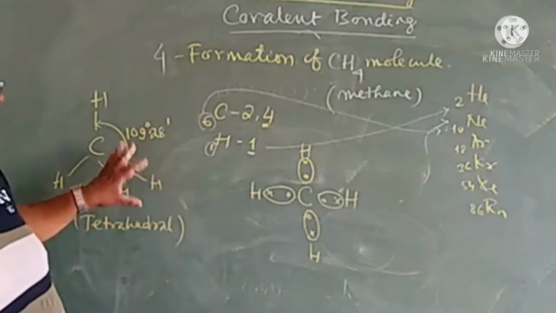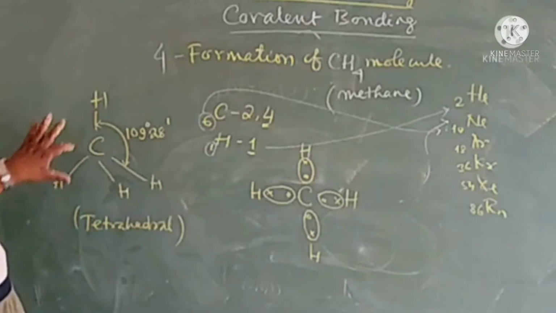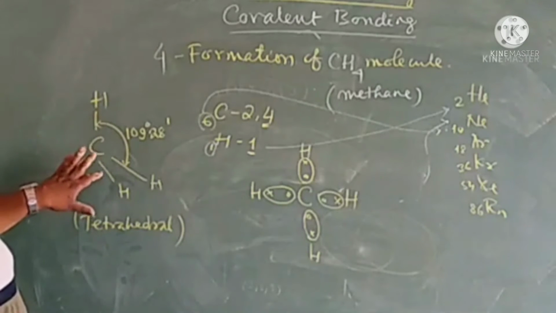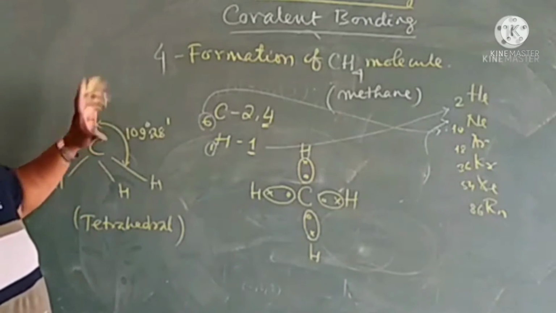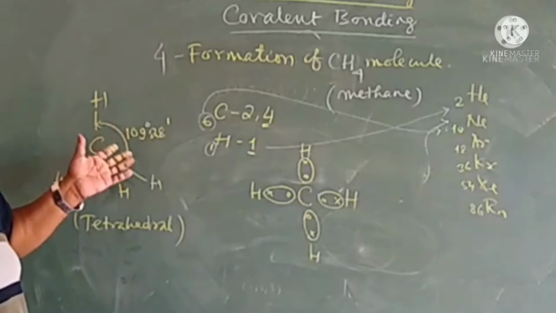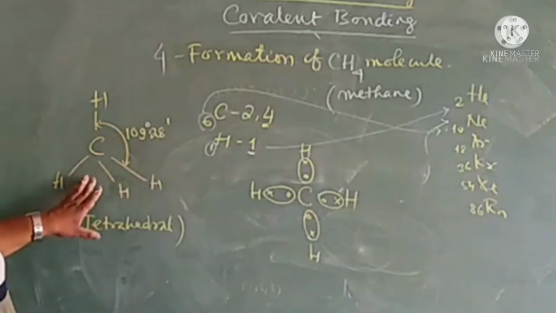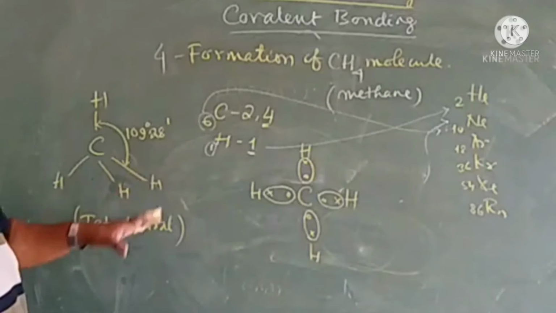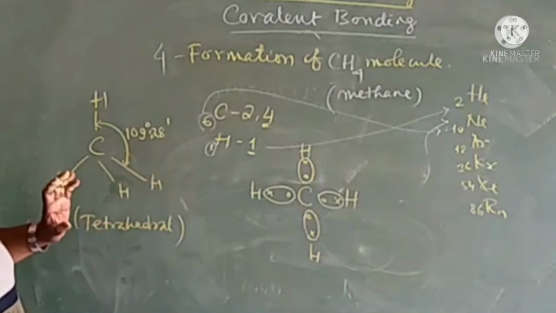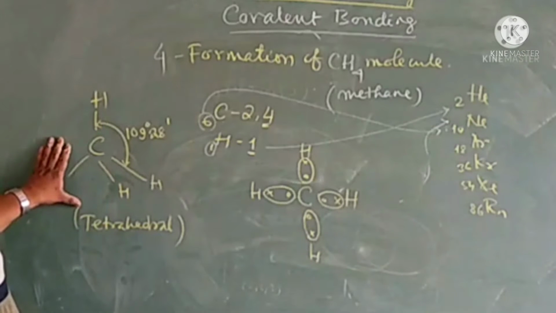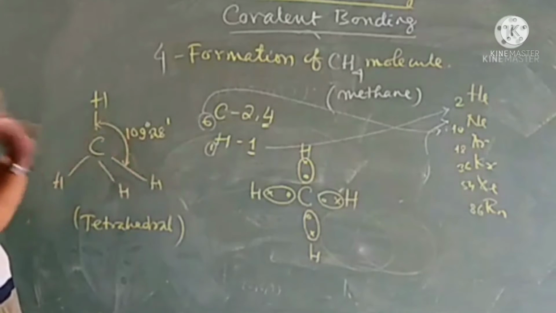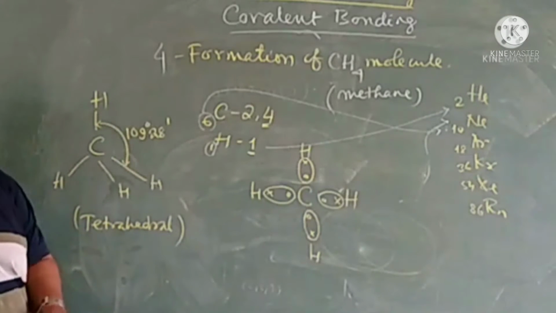This is because the repulsion among these bond pairs of electrons should be the same everywhere according to VSEPR theory, that is called valence shell electron pair repulsion theory, which is there in the +2 syllabus. So it is beyond the scope of your syllabus. So anyway, just remember it has a tetrahedral shape and has bond angle 109 degree 28 minute.